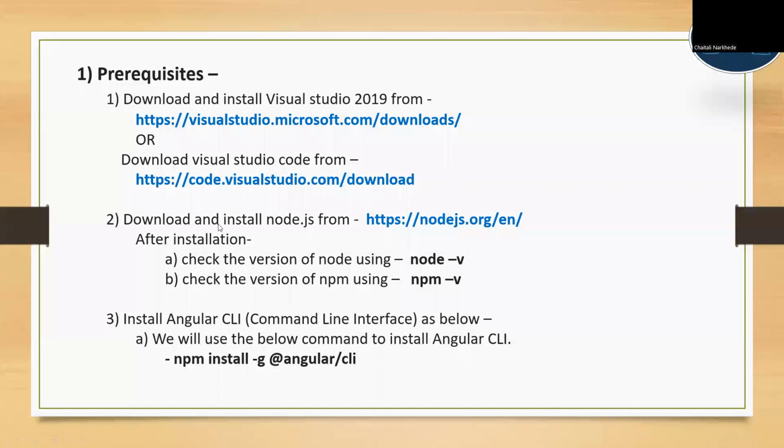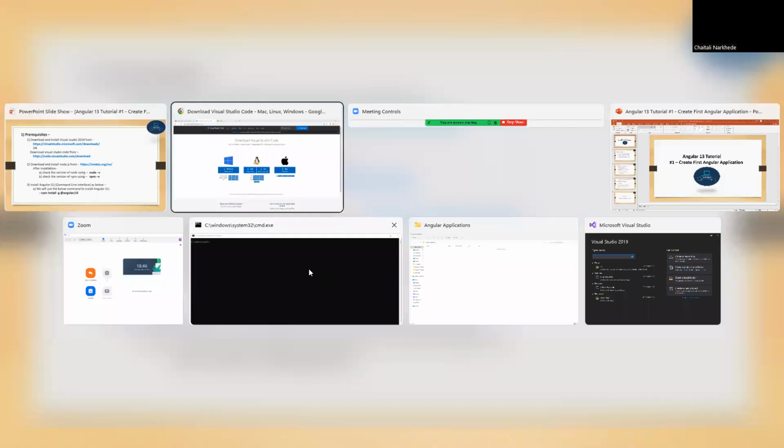After this, you have to download and install Node.js from this URL. I will also share this URL in the description. Once you're done with the installation of Node.js, you can check the version of Node and npm using the command prompt. I have installed it on my machine. So let's move to the command prompt. I will show you the Node version and npm version.